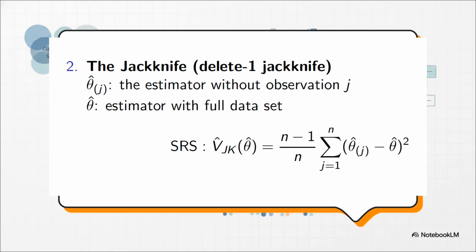The absolutely crucial thing to notice here is that theta hat sub j is the estimate calculated by omitting exactly one observation, observation j. And look at that multiplier at the front, n minus 1 divided by n. That might look a little weird at first glance, but it is mathematically essential to correct the variance scale. Why? Because your replicates are heavily overlapping, sharing n minus 2 data points every single time.